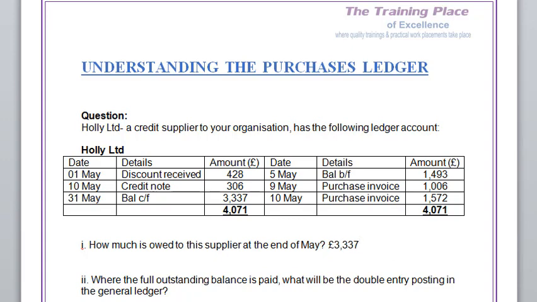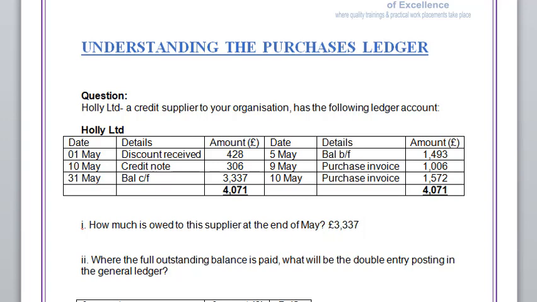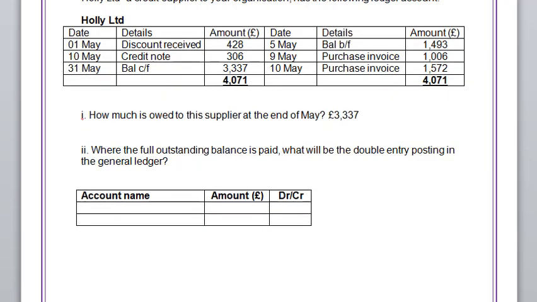The next question then asks you, where the full outstanding balance is paid, what will be the double entry posting in the general ledger? So you have paid, because remember it is a supplier that you are owing or your company is owing. You have now paid that company. We are then asking you, what would you debit and credit in order to deal with the payment that you have made? You have paid, your brain starts ticking, what account will be affected?